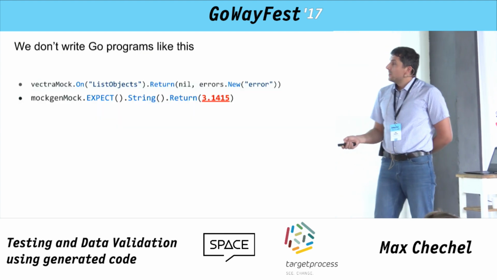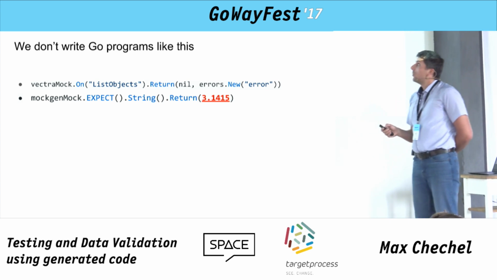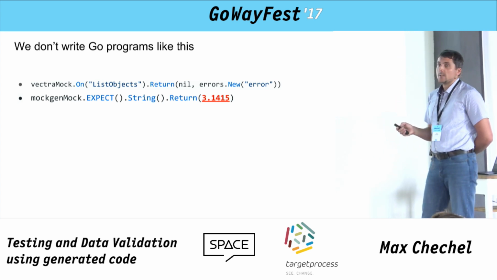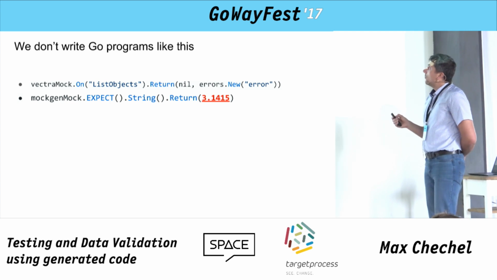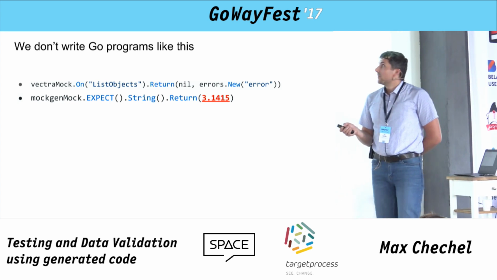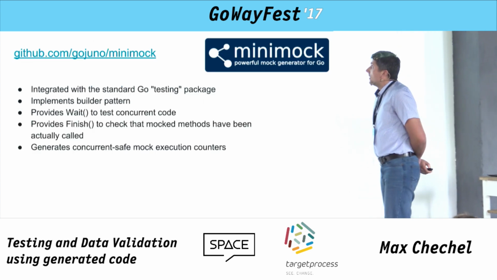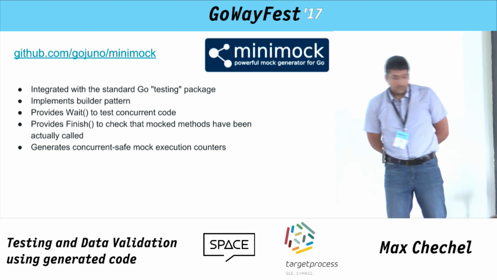So we actually don't write Go programs like this. We don't refer to our functions via the strings. We don't pass an empty interface everywhere as a parameter. So I finally ended up writing this tool called Minimock.